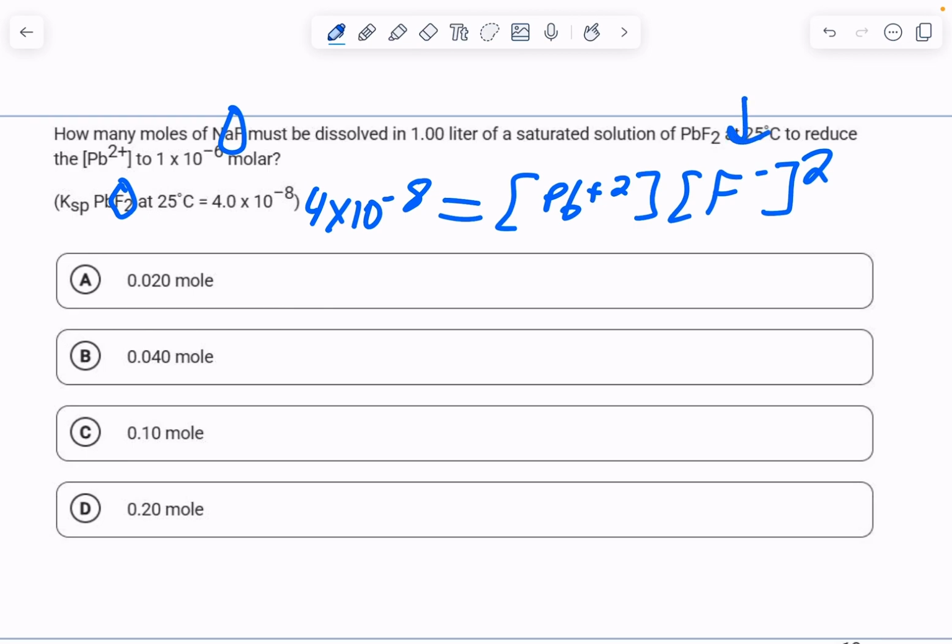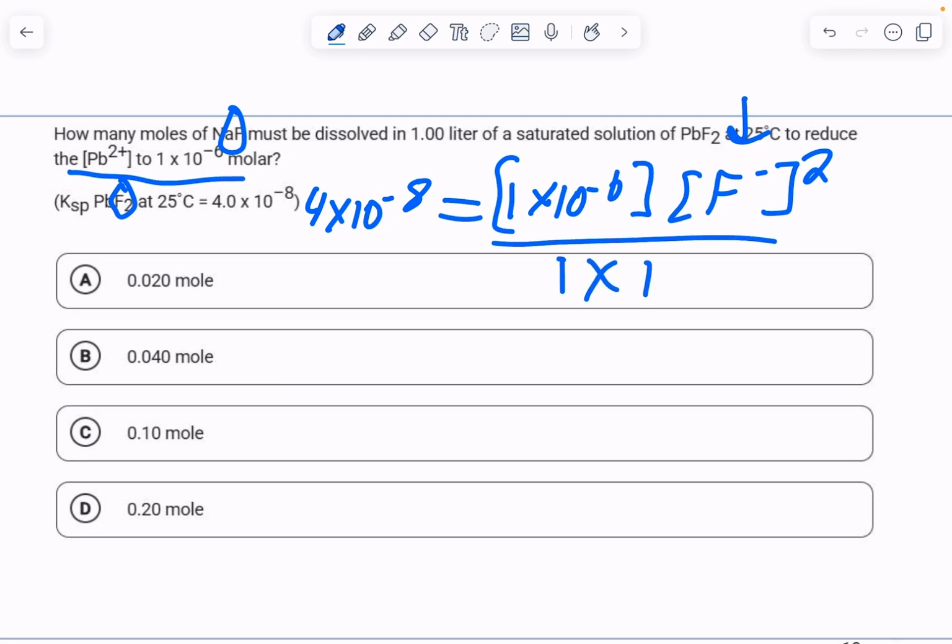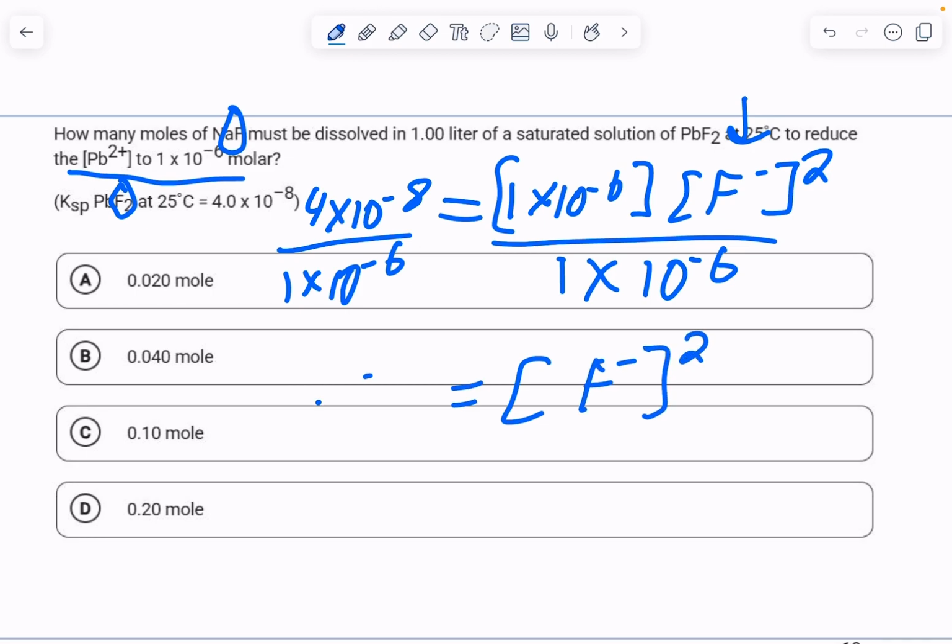So we actually just need to figure out what's the fluorine concentration, and how much do we need to solve for that. So we need this concentration, and we do know the lead concentration. They give it to us there that they want it to be at. So let's plug that in: 1 times 10 to the negative 6th. And we're looking for the F minus concentration. So to solve for that, I'm going to divide each side by 1 times 10 to the negative 6. That's going to give me that the F minus concentration squared is equal to 0.04.